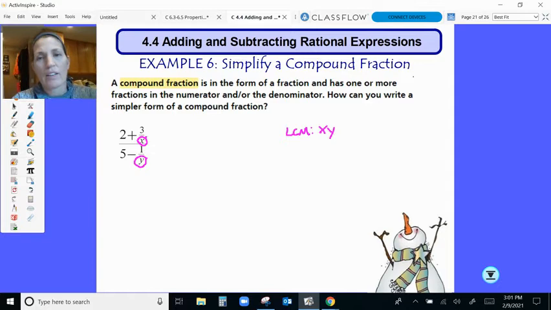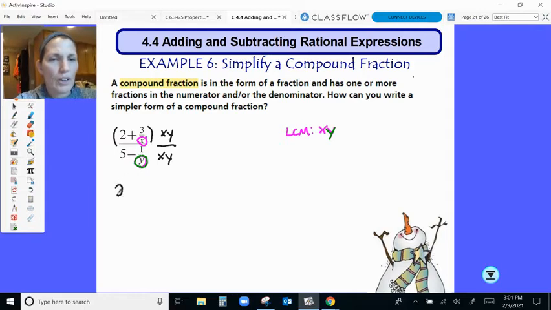It's just going to be x and y, right? So we multiply them together. Since we don't have any common factor, it should be an x and a y. So I'm going to multiply the top by xy over, and I'm going to multiply the bottom by xy. Okay, and so this is what ends up happening. I'm going to go 2 times xy, plus, and I have 3 over x, and that's going to be multiplied by xy.